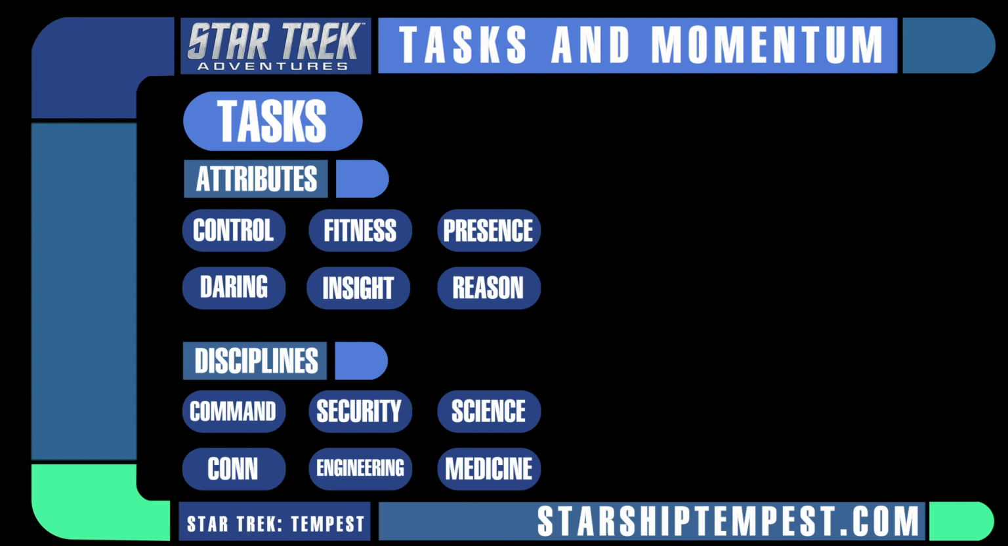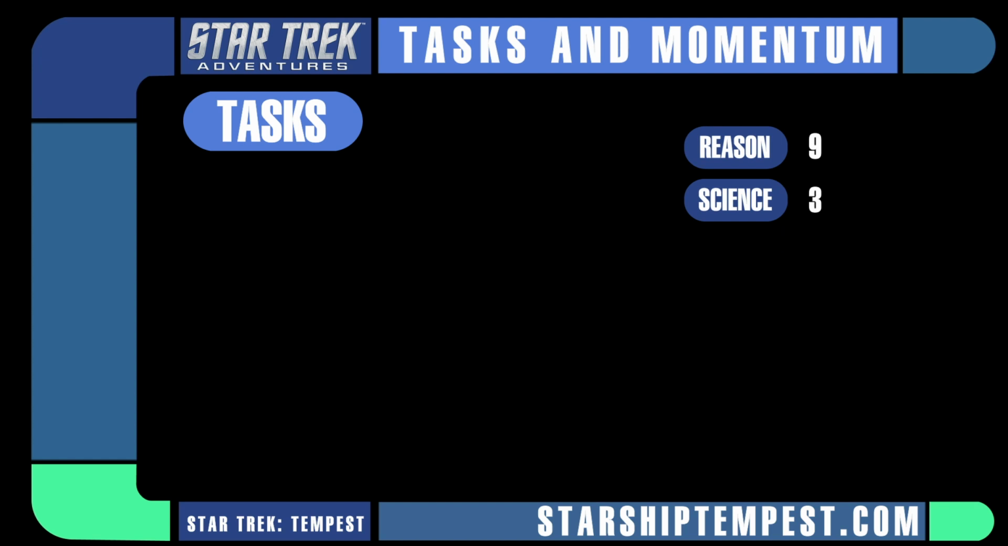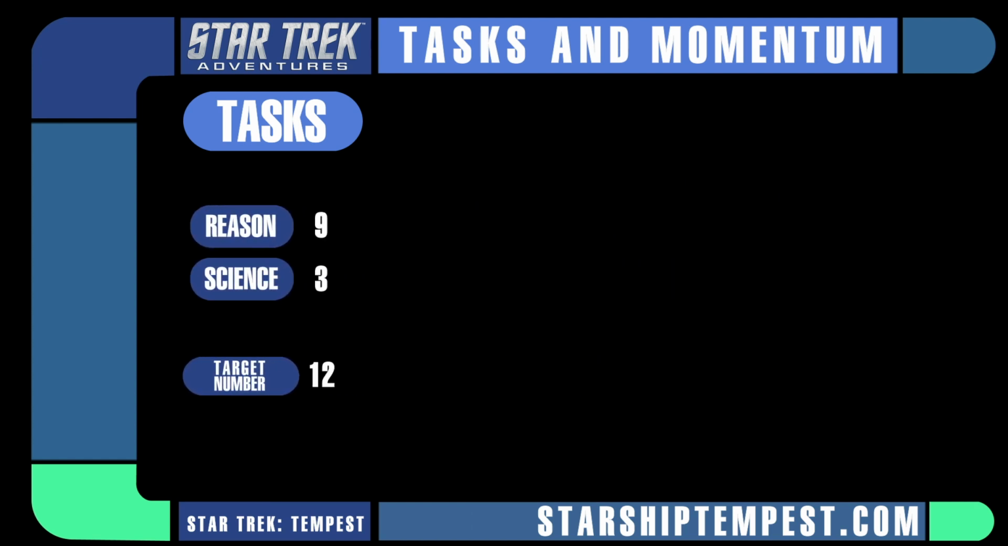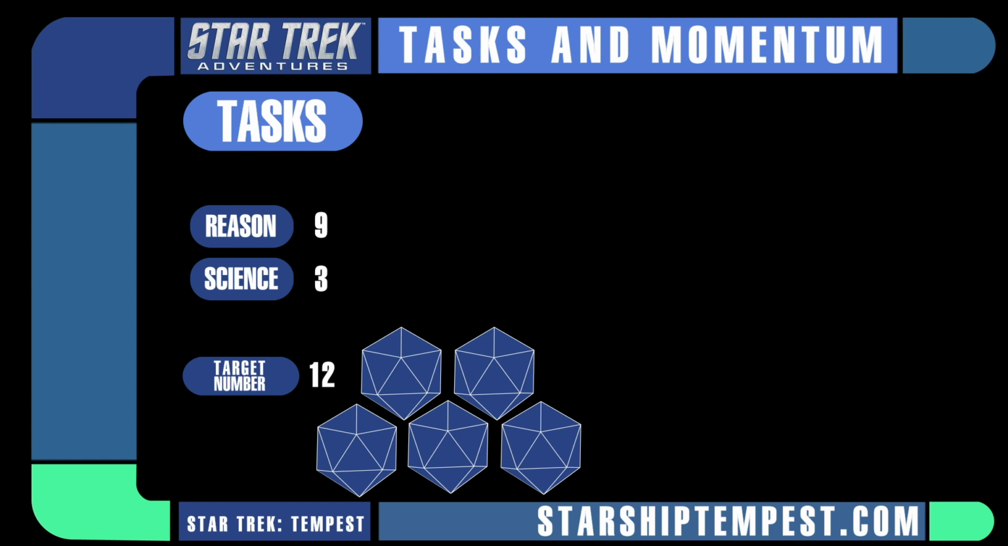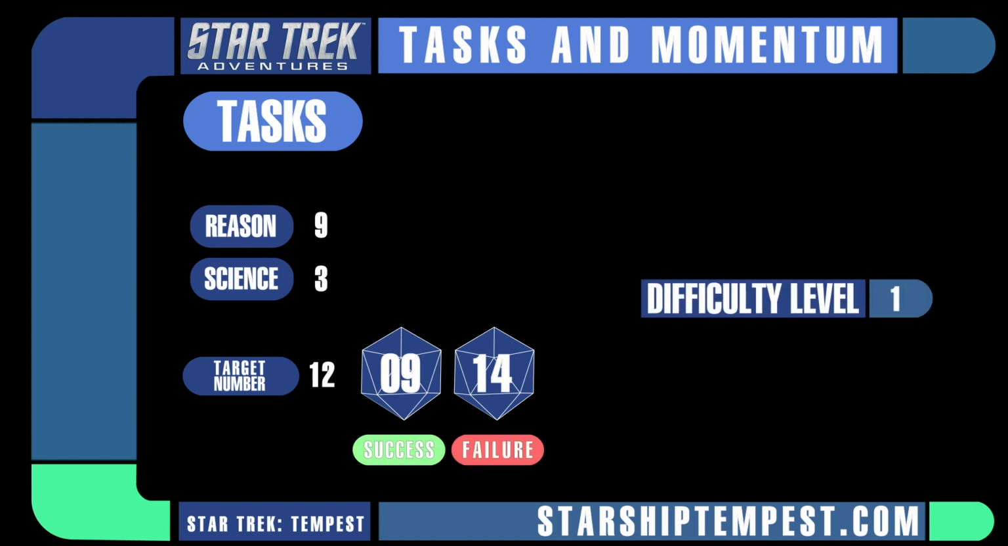For any given task, the GM will decide what the relevant attribute and discipline for that task are. Let's say, for example, your character is trying to analyze some strange sensor readings. The GM would decide, okay, for a task like this, the relevant attribute and discipline is science and reason. So the player takes those 2 numbers, adds them together, and that produces the target number. The player then rolls between 2 and 5 d20s. By default, they always roll 2, and we'll go over how to roll more than 2 in a moment. And any number that is equal to or under the target number is a success, while any number over is a failure. If the number of successful rolls is equal to or greater than the difficulty level, then the player succeeds at the task. And if not, they fail.